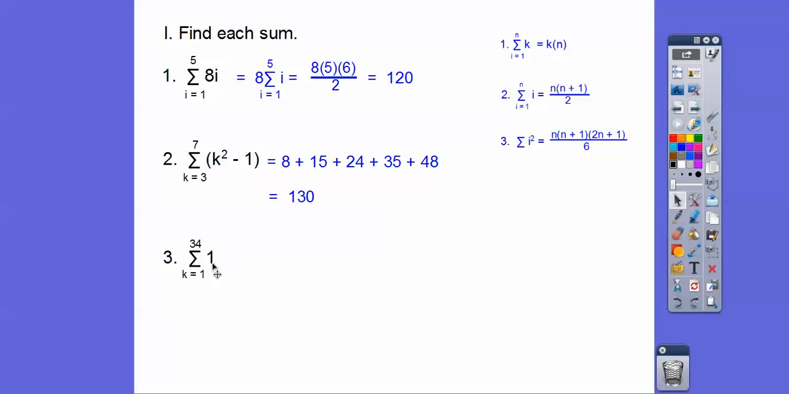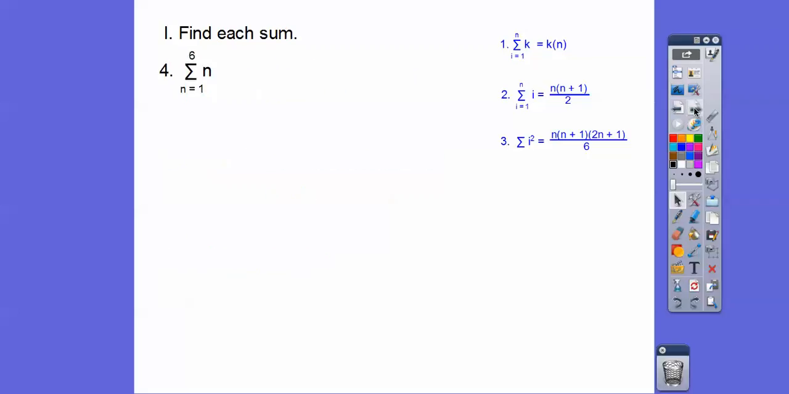Okay, all right, you guys. So this is a constant right here. This is going to be this formula right here, where k is this 1 and n is the top number. So it's just 1 times 34. It's 1 plus 1 plus 1, 34 times, or 1 times 34 is 34. Okay, so here we go. This is just n, you guys.